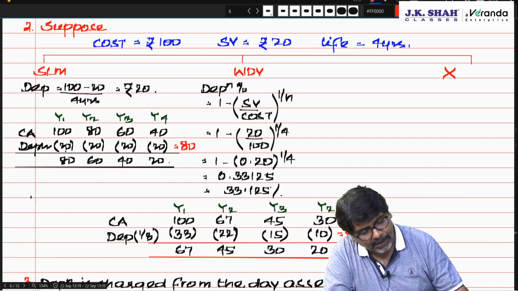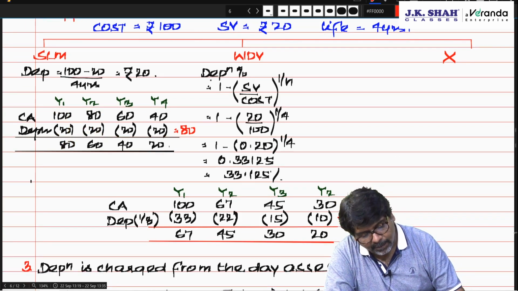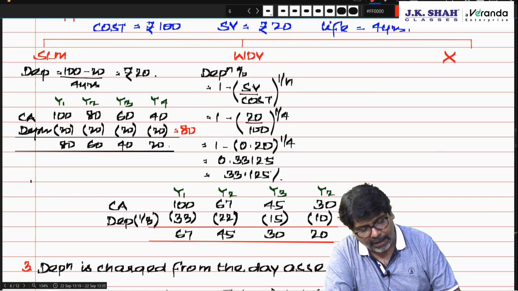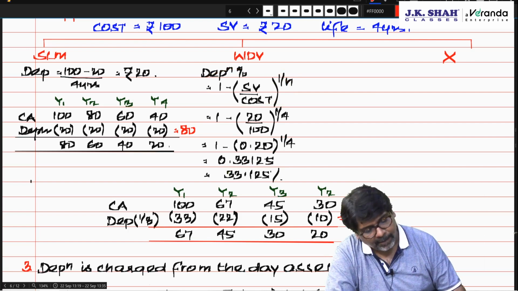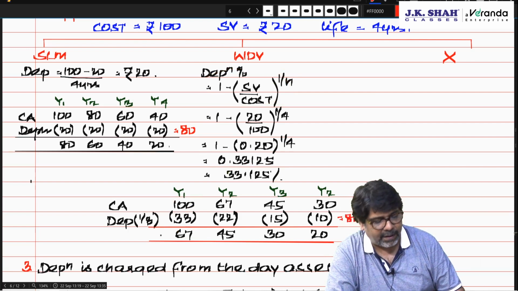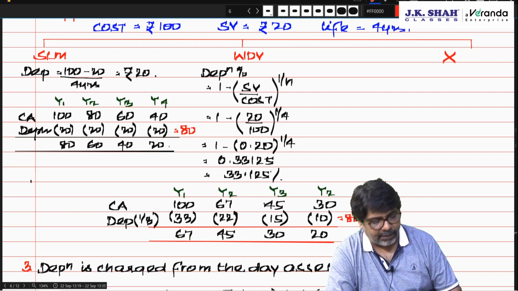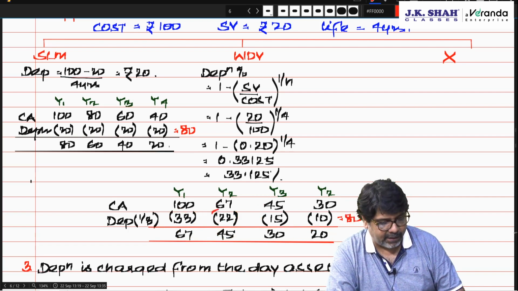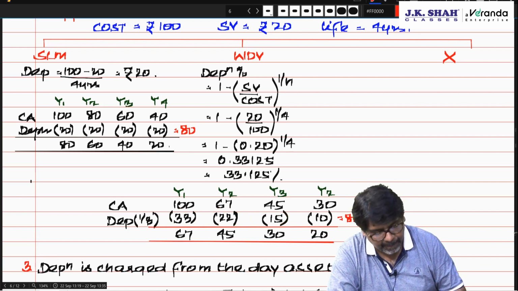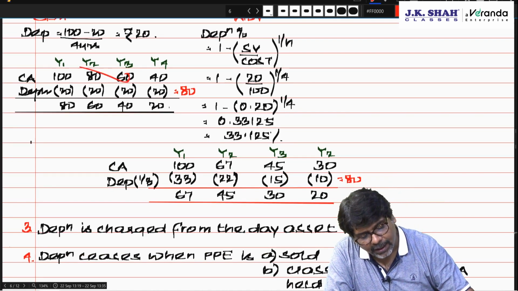So if I follow SLM, then 100 rupees asset, 20 depreciation, 80 is remaining, 20 depreciation, 60 is remaining. So every year depreciation is 20, 20, 20. But if I do WDV, I have to first find out the rate using this formula, 1 minus scrap value divided by cost to the power 1 by n. So I found out the depreciation rate to be 33 1/3%. So first year depreciation 33, value of asset remaining 67. Again 1/3 depreciation 22, value of asset remaining 45. 45's 1/3 depreciation 30, 30's 1/3 depreciation 20. So first year depreciation 33, second year depreciation 22, third year depreciation 15, fourth year depreciation 10. If I add all the depreciation, it will come to 80 only. So whether you use SLM or WDV, it should be the same.